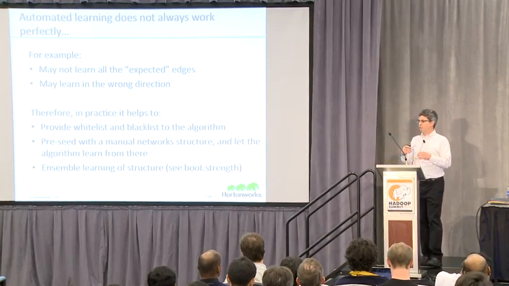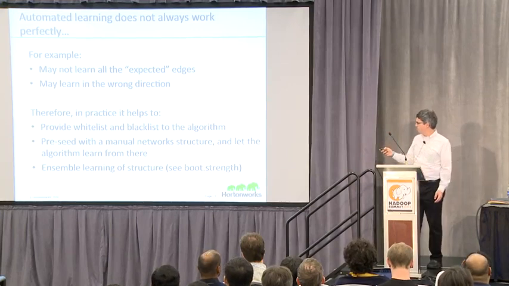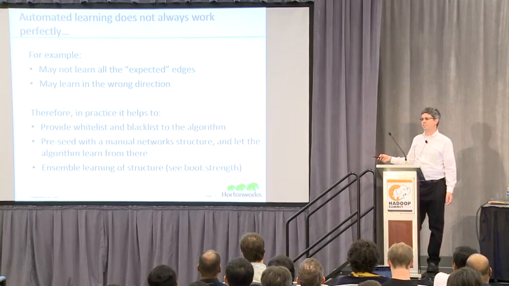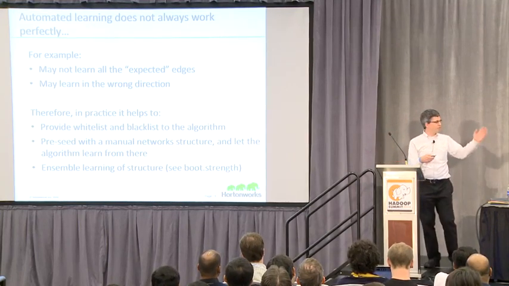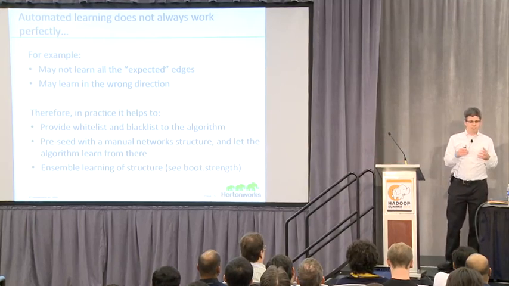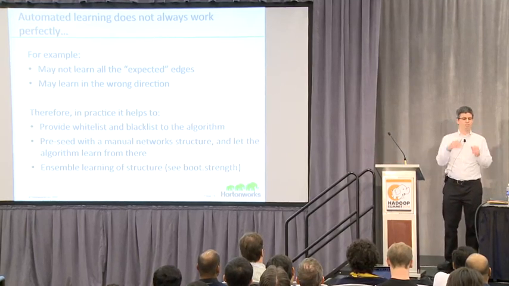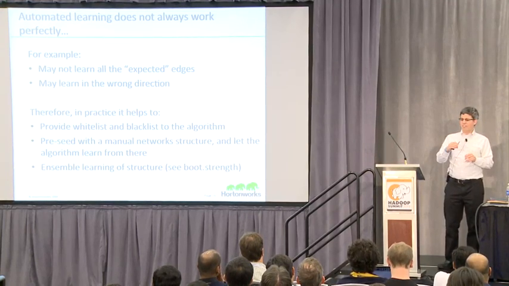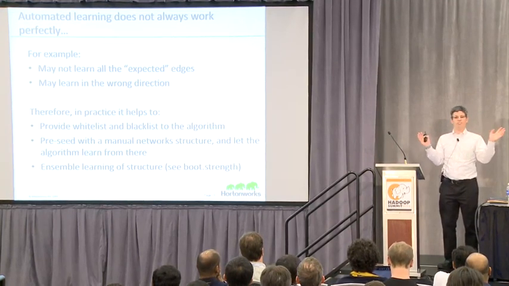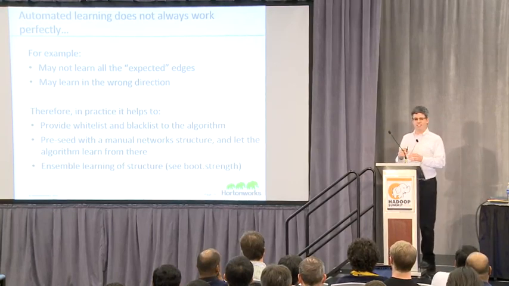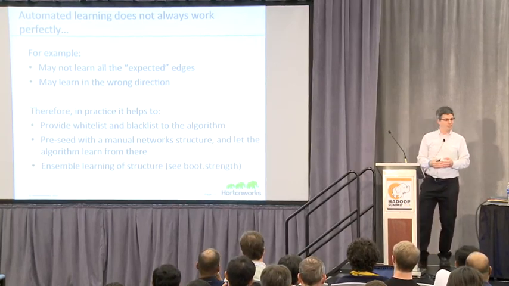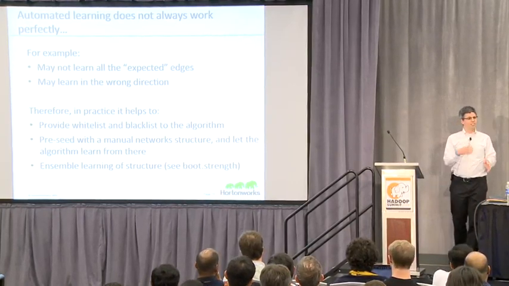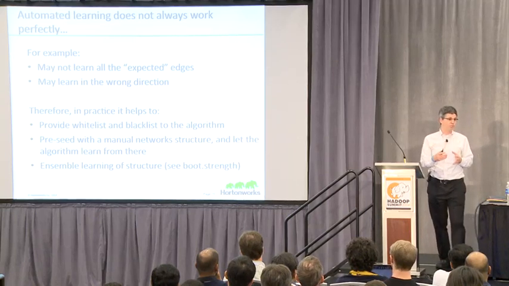BNLearn has this concept of whitelist and blacklist. So if you have a medical doctor who tells you these are three arrows that you've got to have, you put them in. And you say these are arrows in the other direction you're never going to have, and you put those in the blacklist. Then you let the automated algorithm work its magic from there. This hybrid approach usually works pretty well.